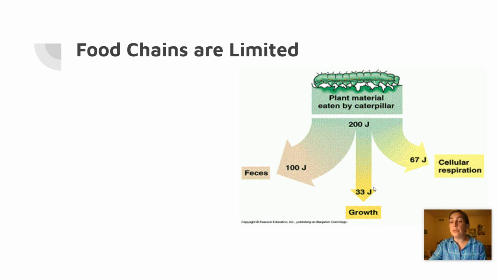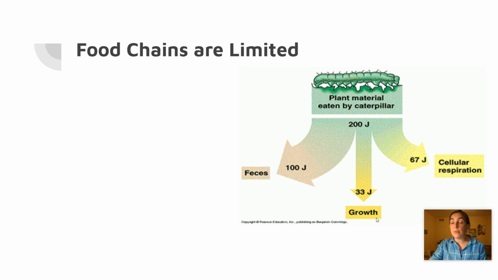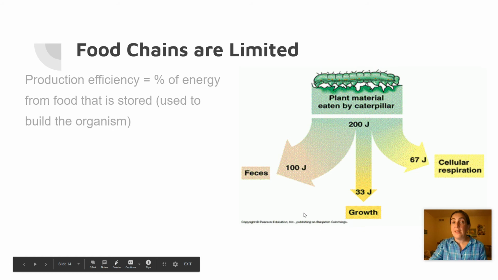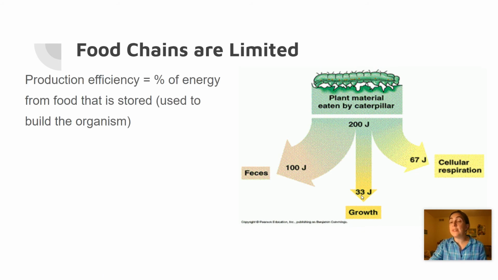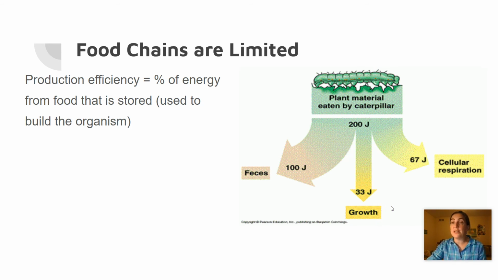So you can see out of all of that, only about 33 joules actually goes to the growth of the caterpillar. And when energy goes to growth, that means that energy is stored in the tissues of that caterpillar. So when something else eats the caterpillar, this is the energy that it's getting. That percentage out of this 200 joules, the amount that goes towards the growth of the organism and the energy that's stored in its body tissues, is called the production efficiency. So that's the percent of the energy from food that's actually used to build the organism. So for this caterpillar, 33 out of 200 joules works out to be about 16%. That's the production efficiency for this caterpillar.